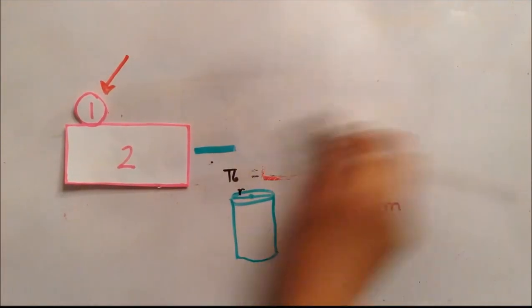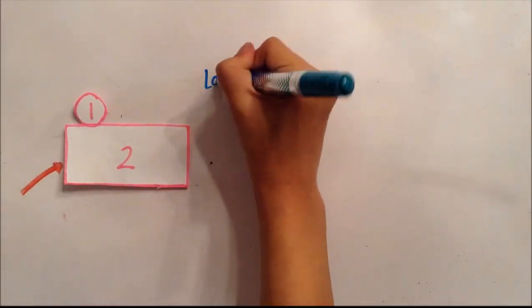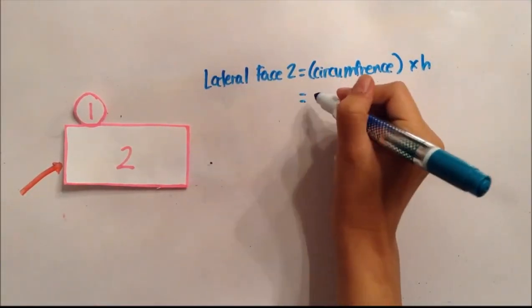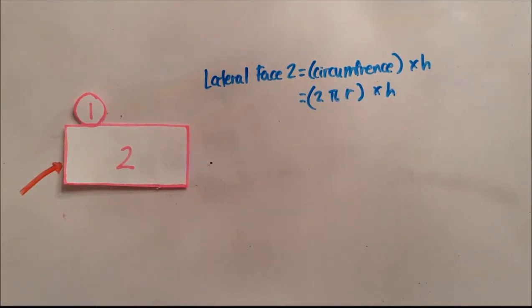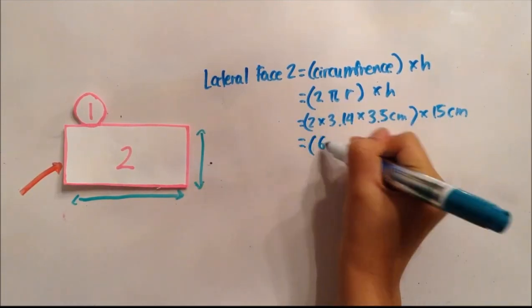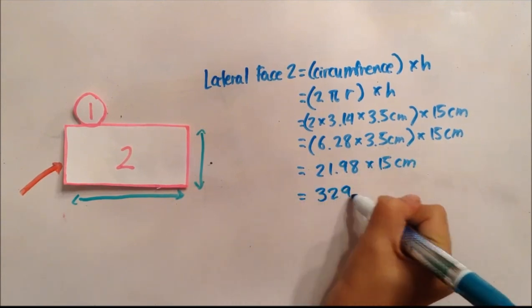Now to find the second lateral face, multiply the circumference of the base by the height. Like shown on the net, the second lateral face is a rectangle when unfolded, so you need to find the circumference to find the width of the rectangle. To find the circumference of a circle, the formula is 2 multiplied by pi multiplied by radius. Follow the order of BEDMAS and go step by step to get the right answer.